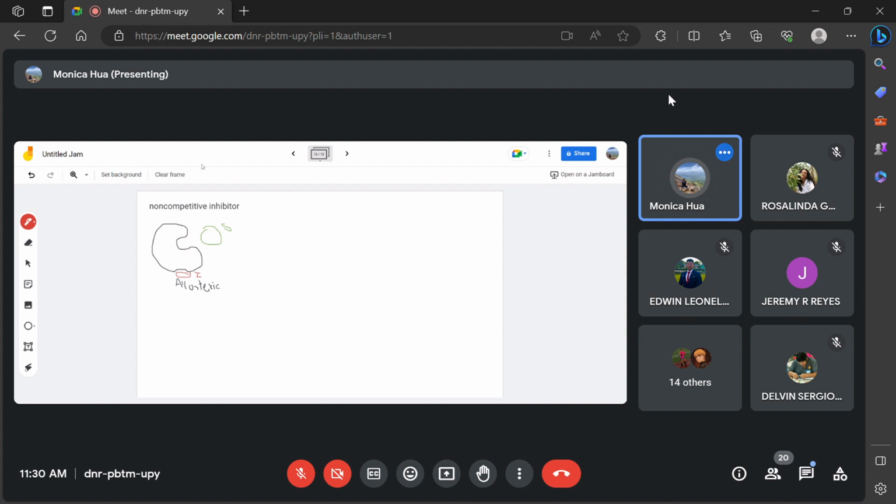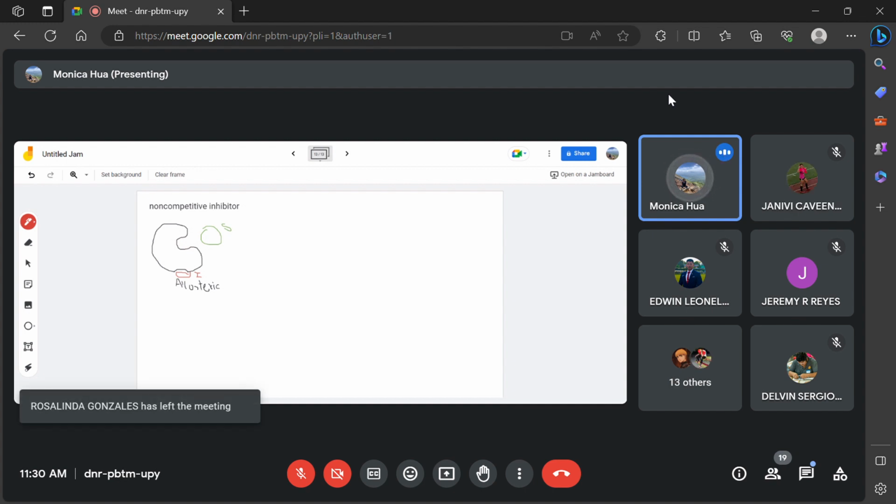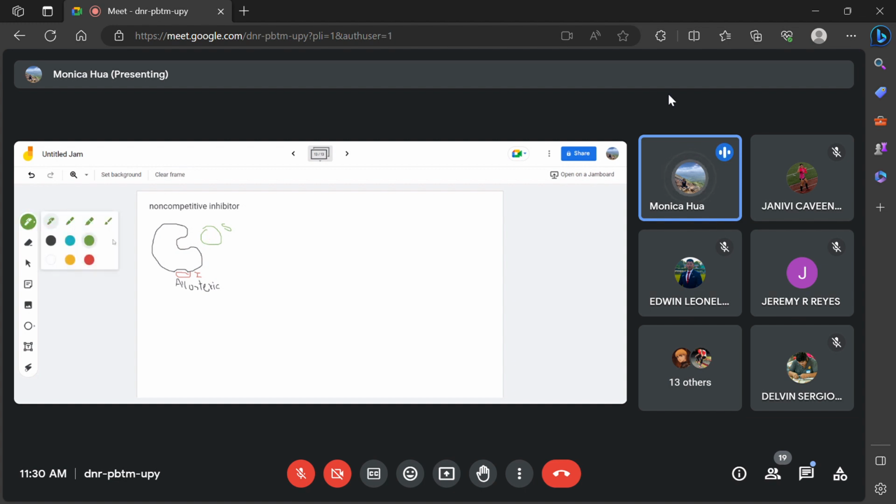However, when the inhibitor binds to the enzyme, forming the enzyme inhibitor complex, what happens is it can render the enzyme non-functional, meaning that the enzyme can no longer do its work. Okay, and so that's non-competitive inhibitor. So even if the substrate comes and binds to this active site, no product formation occurs.